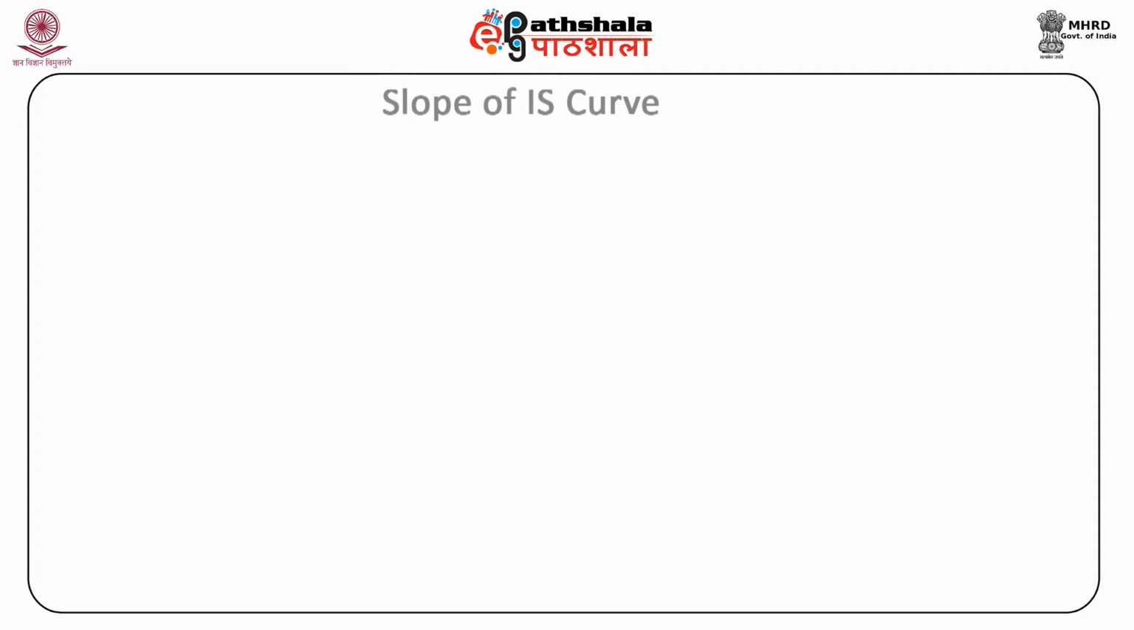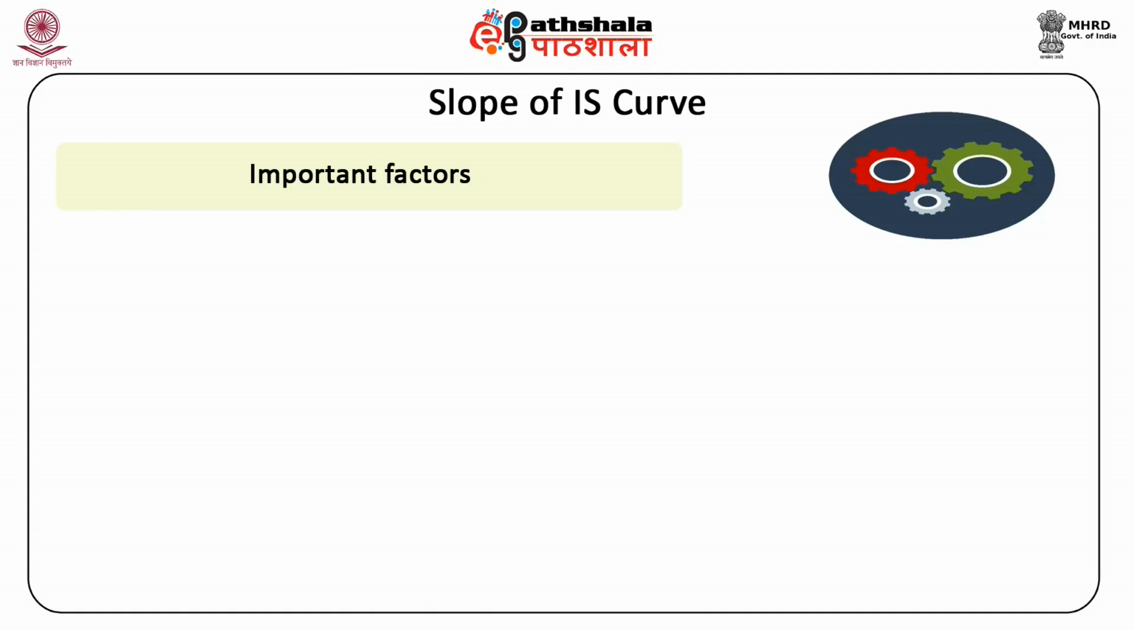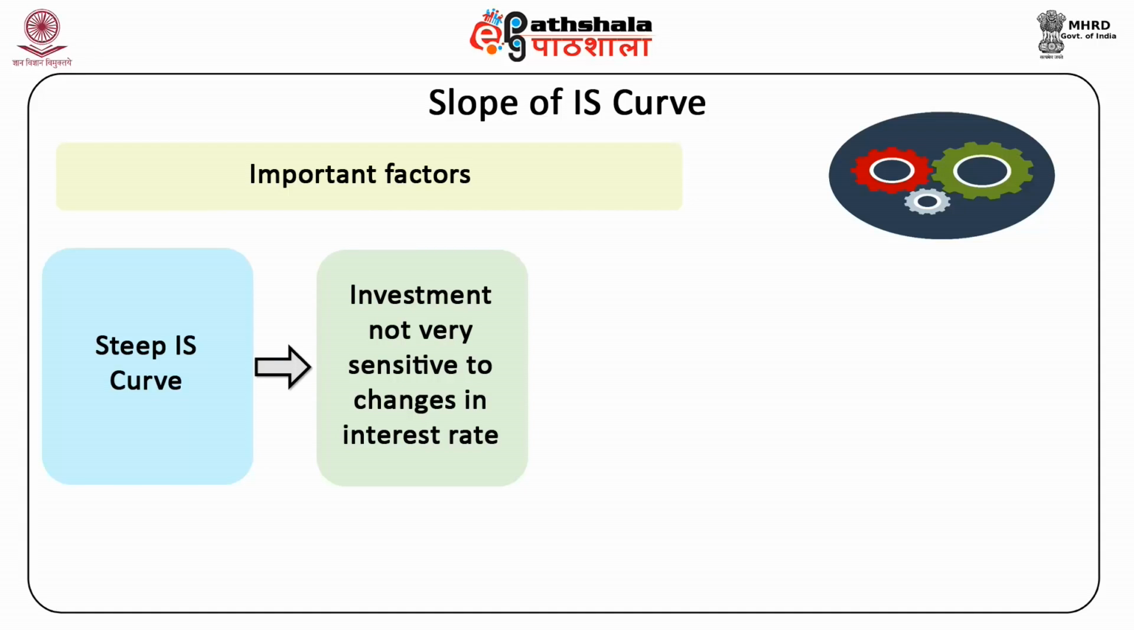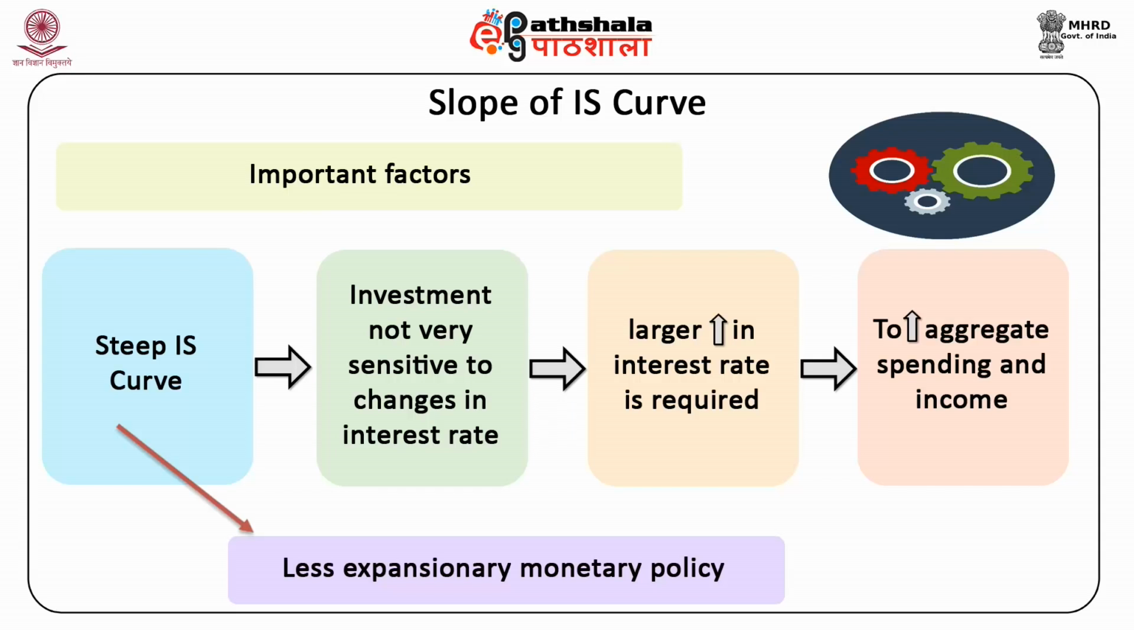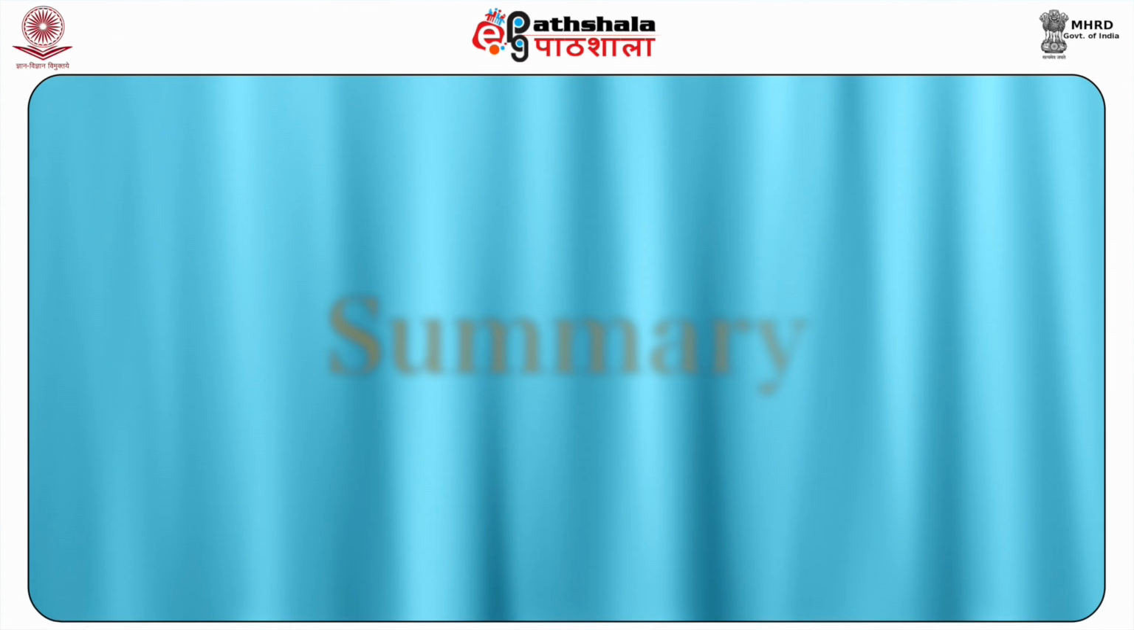Finally, the slope of the IS curve. Another important factor on which the effectiveness of a monetary expansion in the IS-LM model depends is the slope of the IS curve. A steep IS implies that investment is not very sensitive to changes in interest rate, so a larger increase in interest rate is required in order to raise the aggregate spending and income in the economy. Thus, the steeper the IS curve, the less expansionary the monetary policy will be.